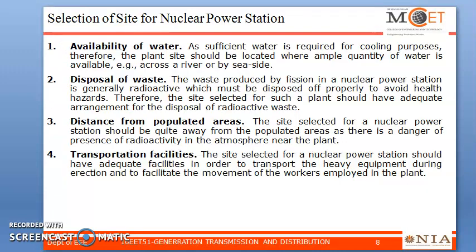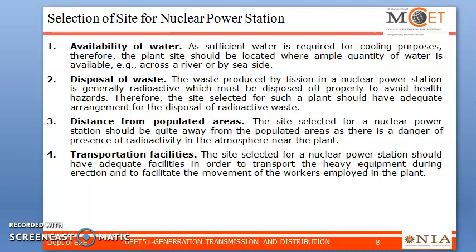And what are all the selection of site for nuclear power stations? There are 4 major parts available there. First one is availability of water, where sufficient water is available by the system or land, that is the exact part of the power stations. In any power station, that's the main thing. It depends upon water efficiency.